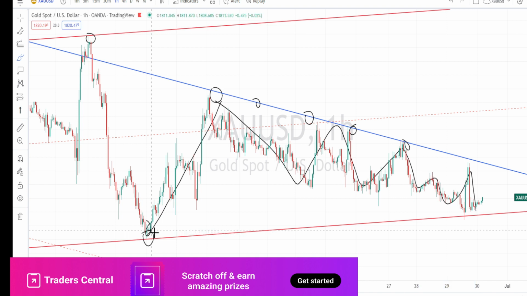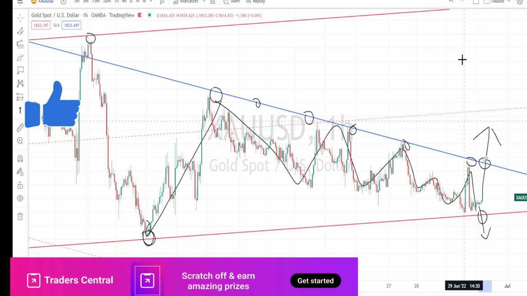So currently it is again testing the previous support line and the resistance line. Today we can expect a directional breakout on the bullish side or on the bearish side. So please wait for the breakout if you want to take a directional trades.